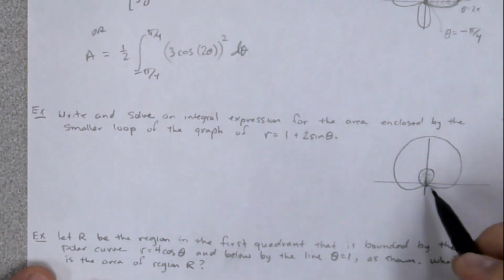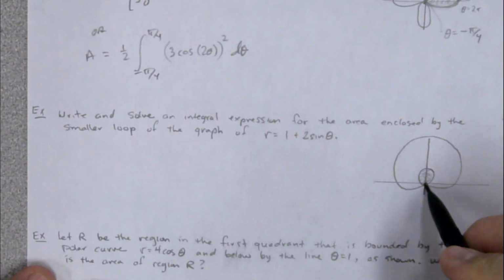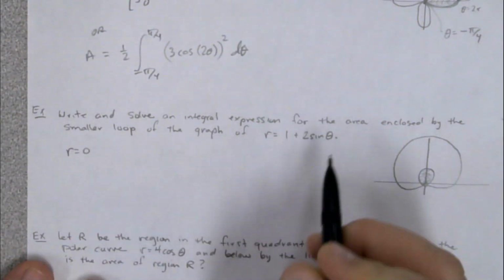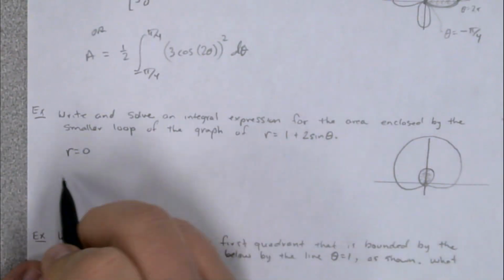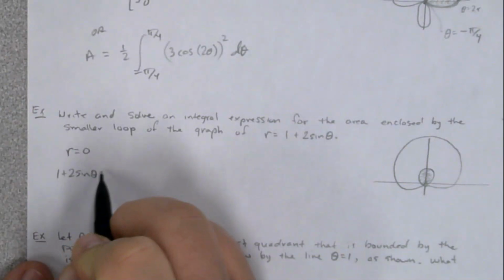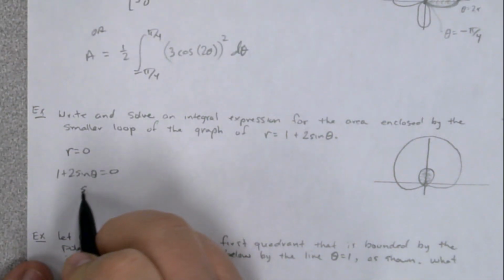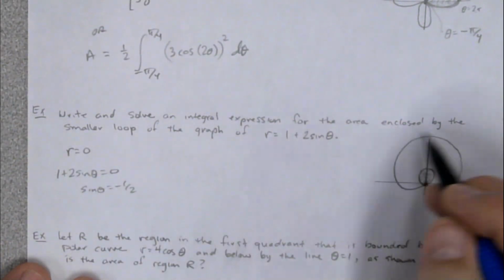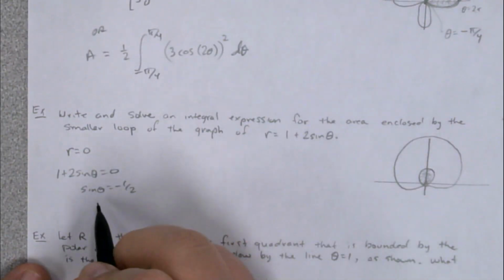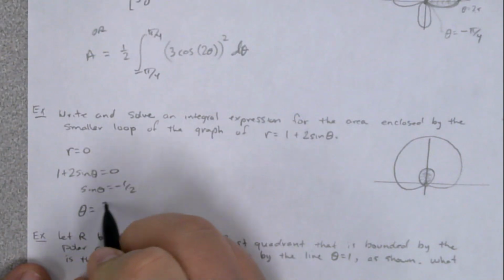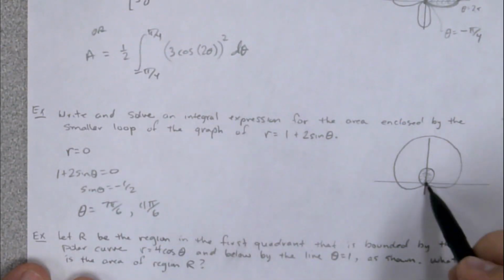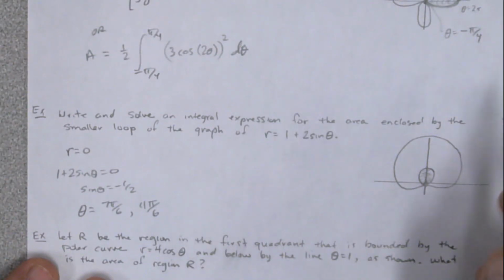Okay, so to find that, they cross right here at the pole. So we want to find out when r equals 0 in this equation. Well, r will be 0 when 1 plus 2 sine of theta equals 0, or when the sine of theta equals negative 1/2. And one time around the circle from 0 to 2 pi, when does that occur? That occurs when theta is equal to 7 pi over 6 or 11 pi over 6. So that means it's going to start at 7 pi over 6 and end at 11 pi over 6. And that gives you the two angles for the limits that you're going to need.